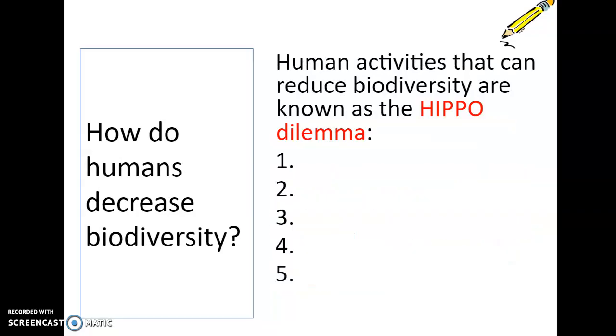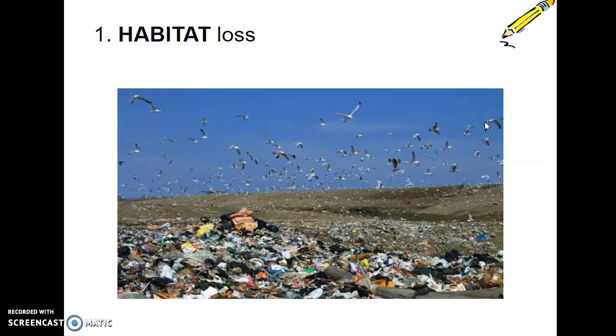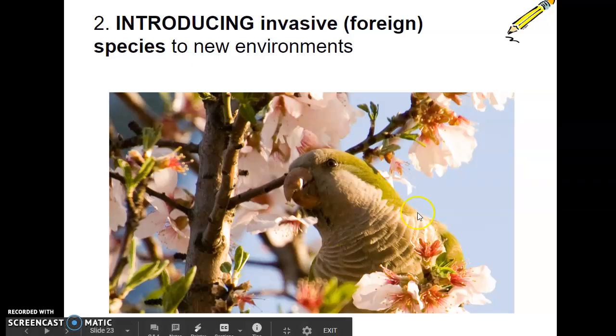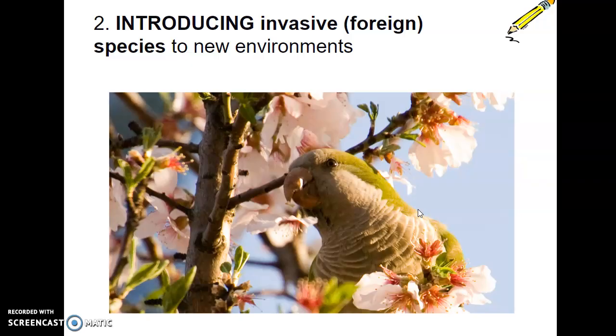So we want to ask ourselves, how do humans decrease biodiversity? Human activities that can reduce biodiversity are known as the HIPPO dilemma. There are 5 that we'll talk about. HIPPO. The first is habitat loss. Second is introducing invasive or foreign species to new environments. When you introduce invasive species to new environments, they take over these environments and harm the existing biodiversity that was previously there.